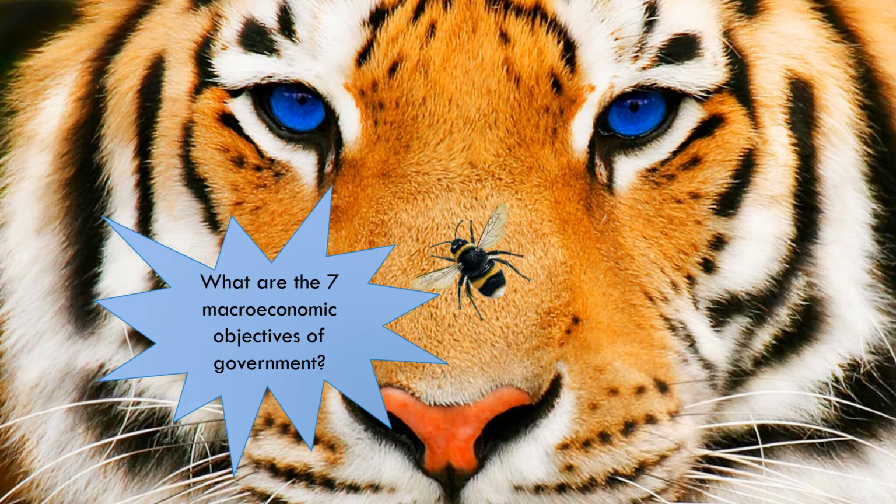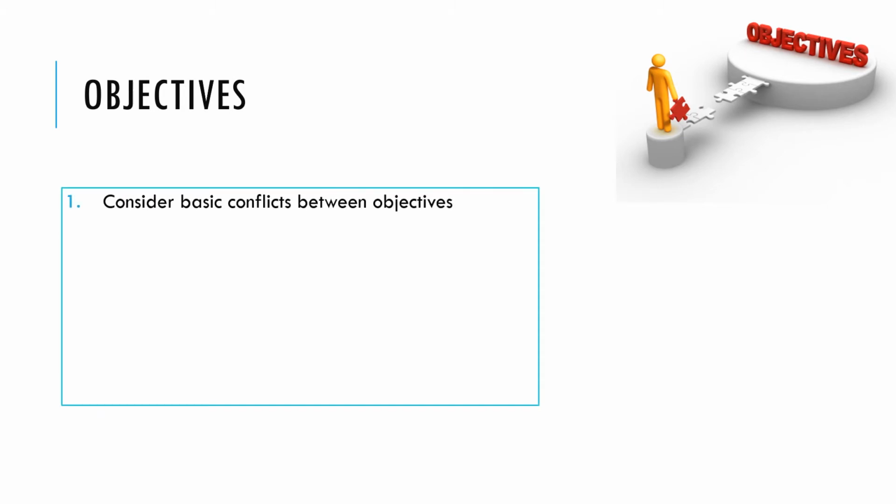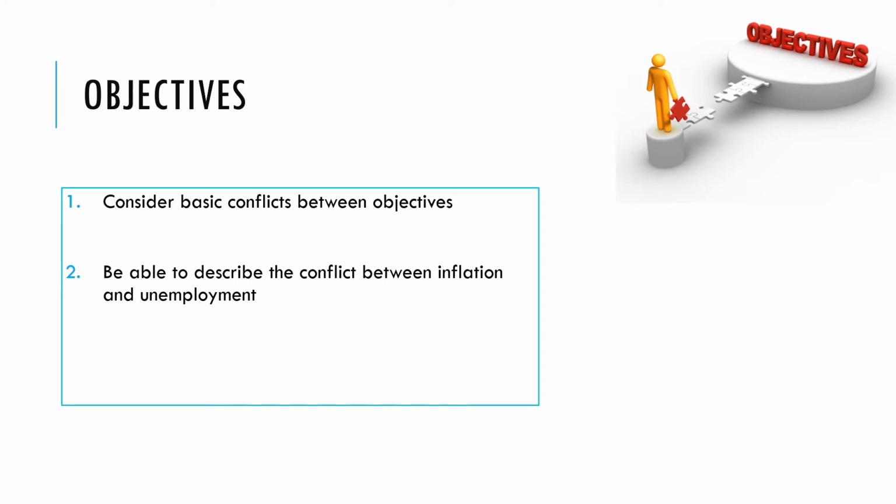Because in this video we're going to look at how it's not always easy for governments to achieve all their objectives at the same time. So we're going to look at some of the basic conflicts between achieving these objectives. There's an important conflict between inflation and unemployment that we need to be able to describe. And then we're going to look at some other conflicts as well.